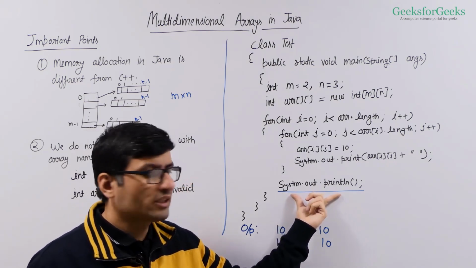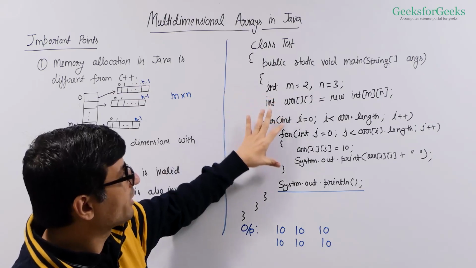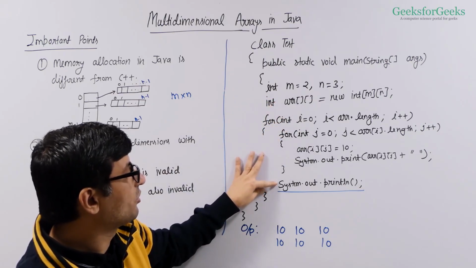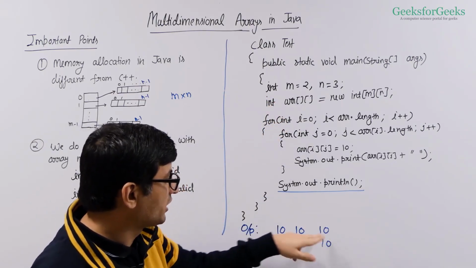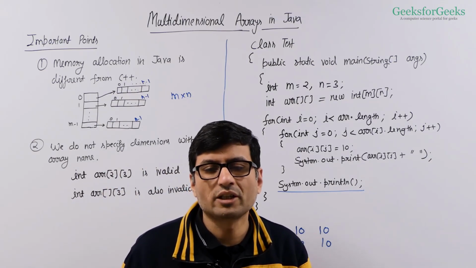I mainly added this new line statement inside this loop, right? So once you print a row, you print a new line. First row is printed, then new line is added, then the second row is printed. This way we print the 2D array in tabular form.